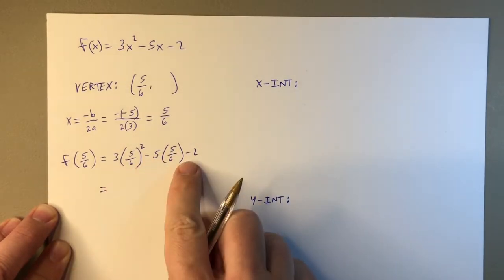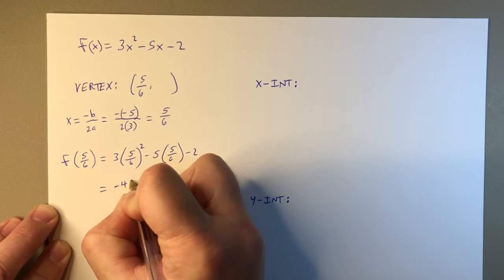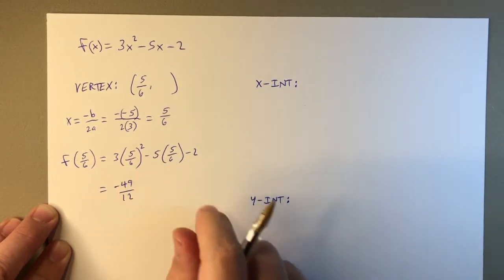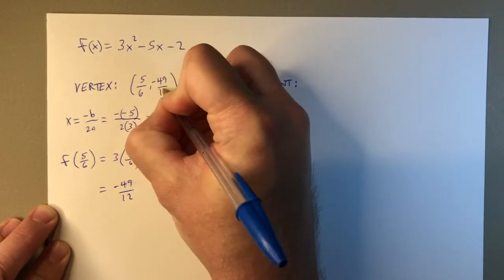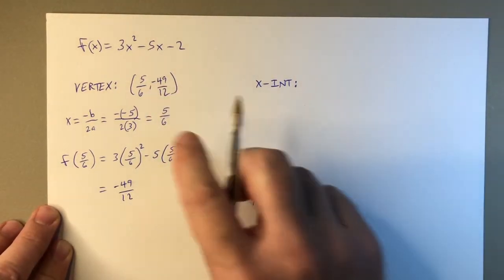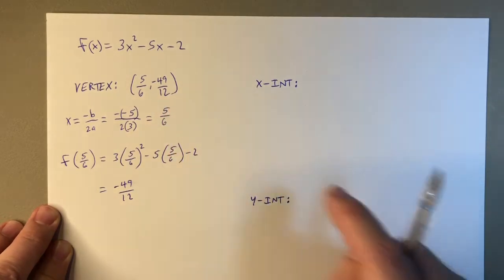And if you work all this out, I believe you get negative 49 over 12. Again, you can plug that in your calculator. That's just fine. Corresponding y value is negative 49/12. So the vertex of this particular quadratic function, which graphically is a parabola, is 5/6, negative 49/12.